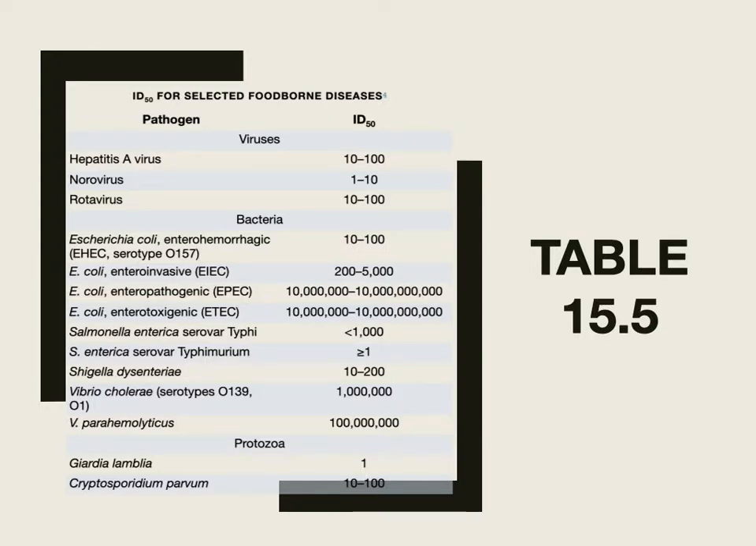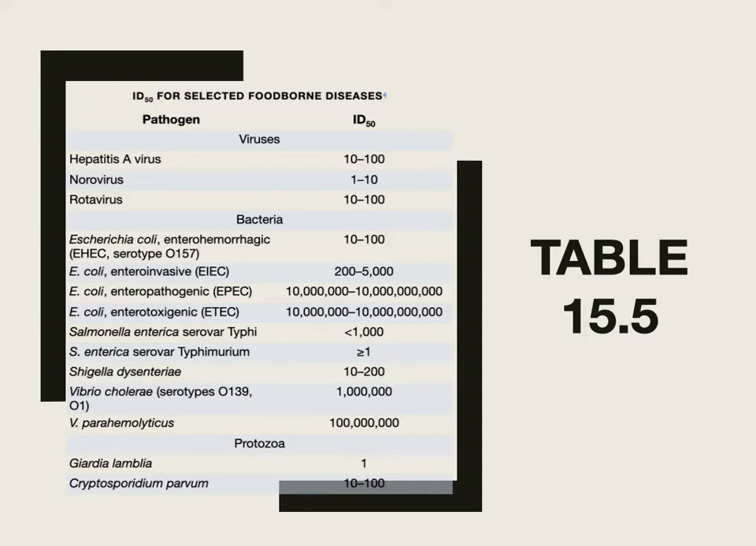Now this table shows you the infectious dose for some of the foodborne illnesses. It's broken down into the different categories of pathogens. You can see first we have our viruses. With norovirus, as small as one particle will give us 50% of those individuals becoming infected with norovirus. They would have signs and symptoms of it, and they could transmit it to other individuals.